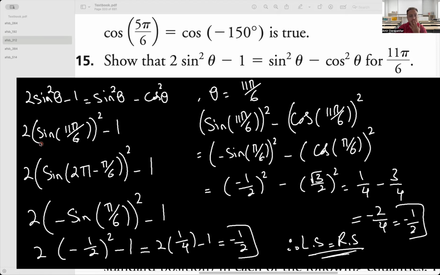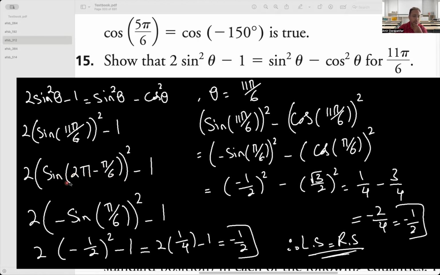Wait, so how did you know that 11 pi over 6 is 2 pi minus pi over 6? That's 360 minus 30. Yeah, 360 minus 30. Or again, I know 11 pi over 6 belongs to quadrant 4. In quadrant 4, that would be 2 pi minus beta, and that beta is what would be added to 11 pi over 6 to become a full circle, or 2 pi over 6. So that would be 2 pi minus pi over 6. That's how I got it.